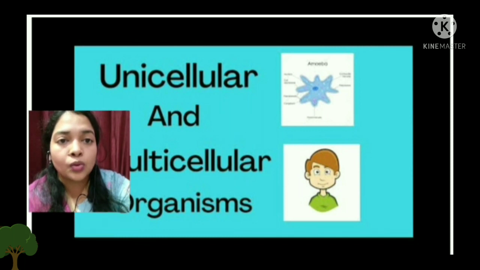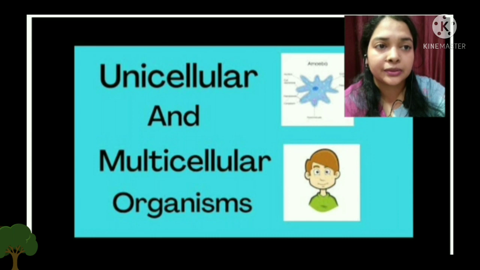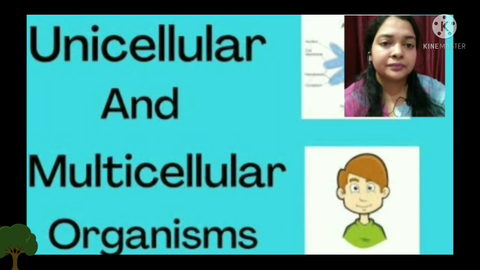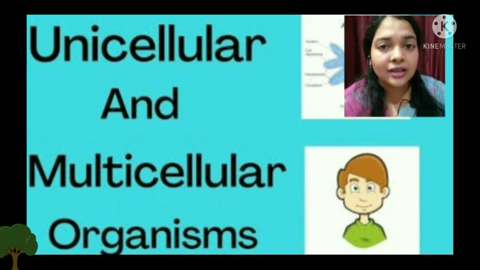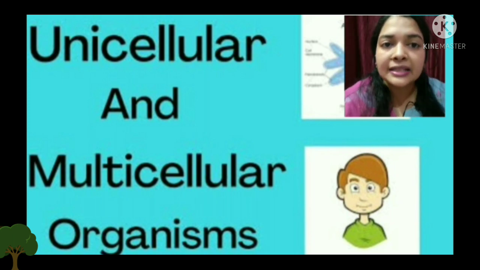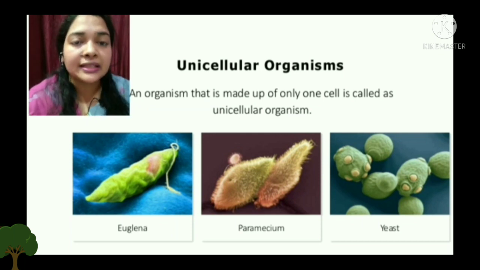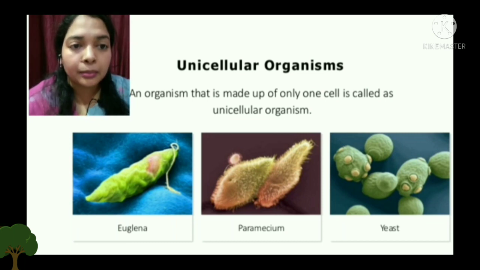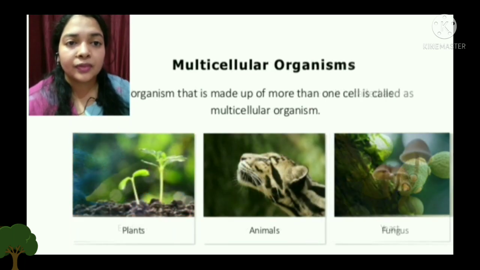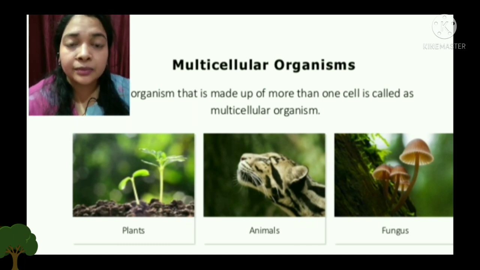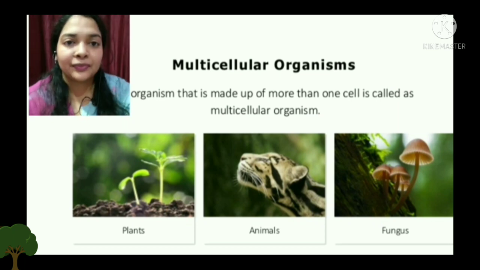Now, let's discuss about unicellular and multicellular organisms. On the basis of number of cells, organisms can be of two types: unicellular organisms and multicellular organisms. What are unicellular organisms? An organism that is made up of only one cell is known as unicellular organism. For example, Euglena, Paramecium and yeast. What is multicellular organism? An organism which is made up of more than one cell is known as multicellular organism. For example, plants, animals, fungus, etc.